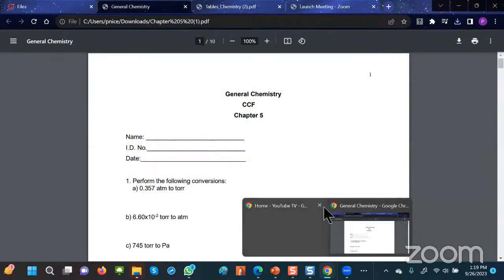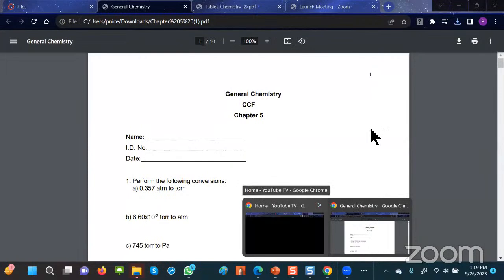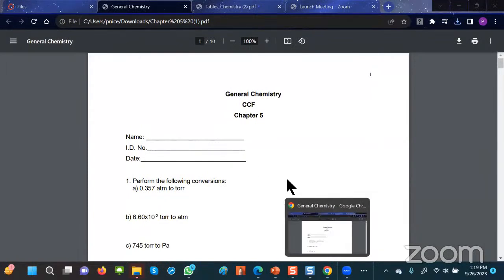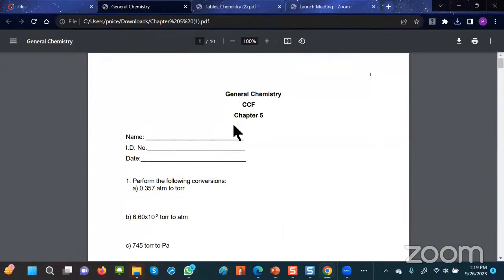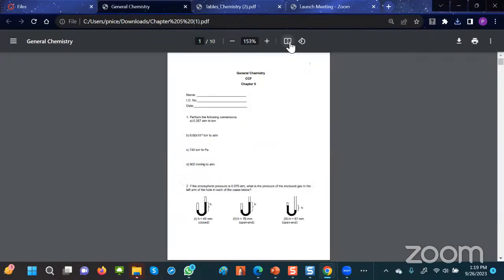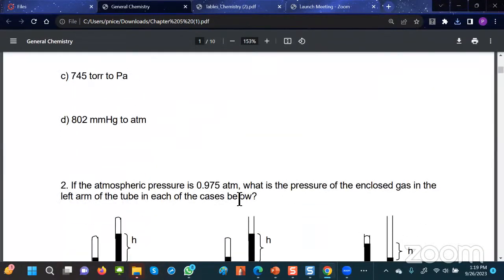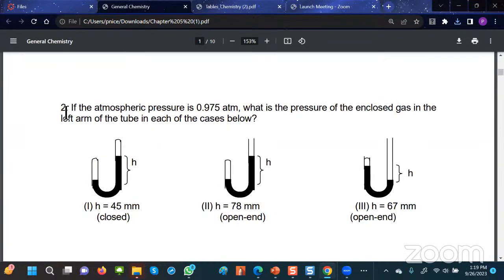Okay, what is this thing? Okay, so somebody was just asking me about this one right here. You have to read the question carefully. The question says, if the atmospheric pressure is 0.975 atmospheres, what is the pressure of the enclosed gas in the left arm, which is the left arm in each case, right? So basically, in each of these cases, you have a gas trap, right?